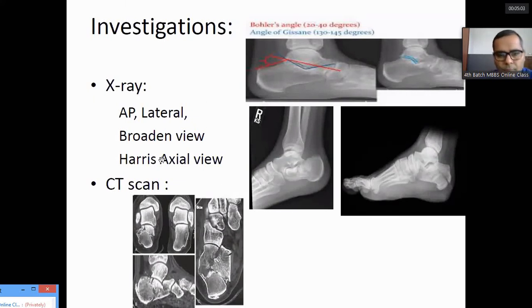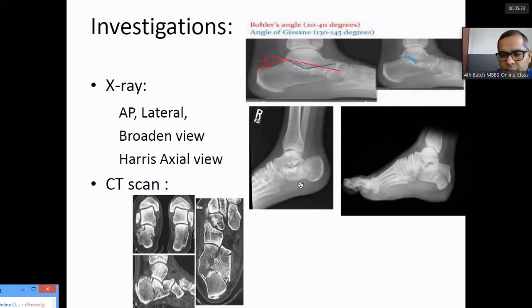Sorry. Broden and Harris axial view. The Broden view is an AP view with the ankle slowly rotating at 10, 20, 30, and 40 degrees. We assess the fracture line that runs in the posterior facet, the posterior articular facet. To visualize this area, we need to do the Broden view and the Harris axial view.